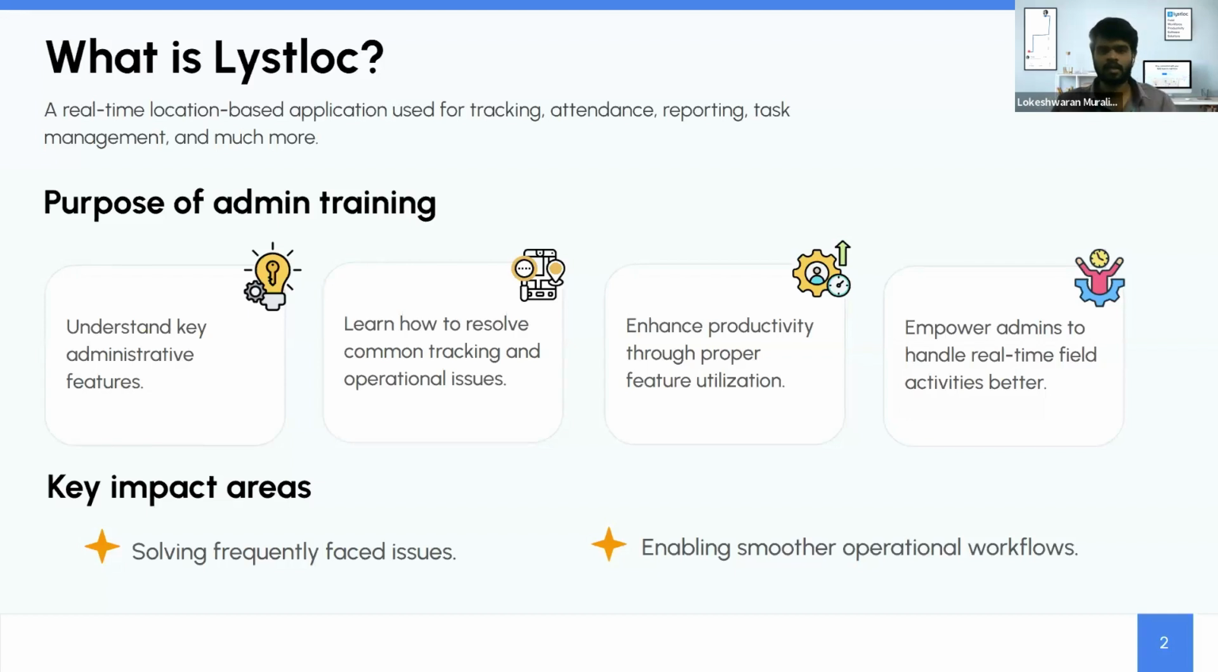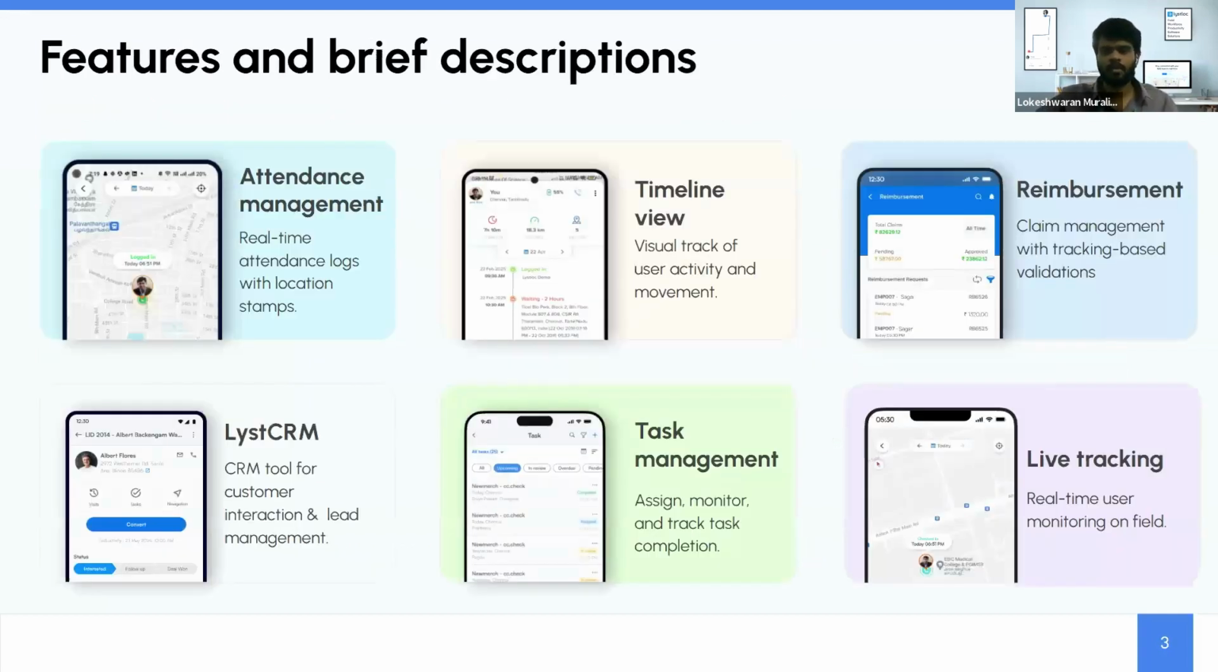Moving on to the next slide. Here's a quick look at the key features of our platform. It's listed out, so let me go through them one by one. The first one is attendance management. With this feature, you can track real-time attendance with automatic location stamps for accurate field reporting.